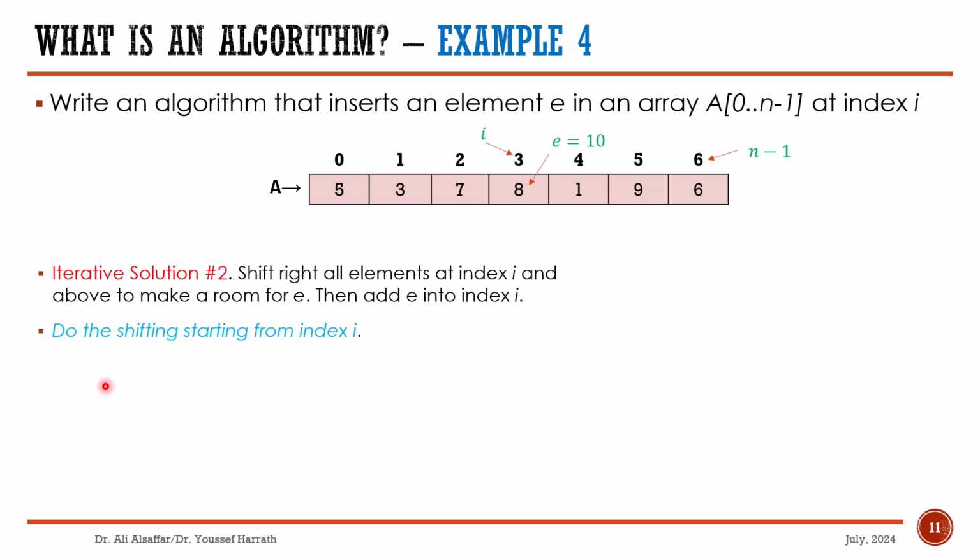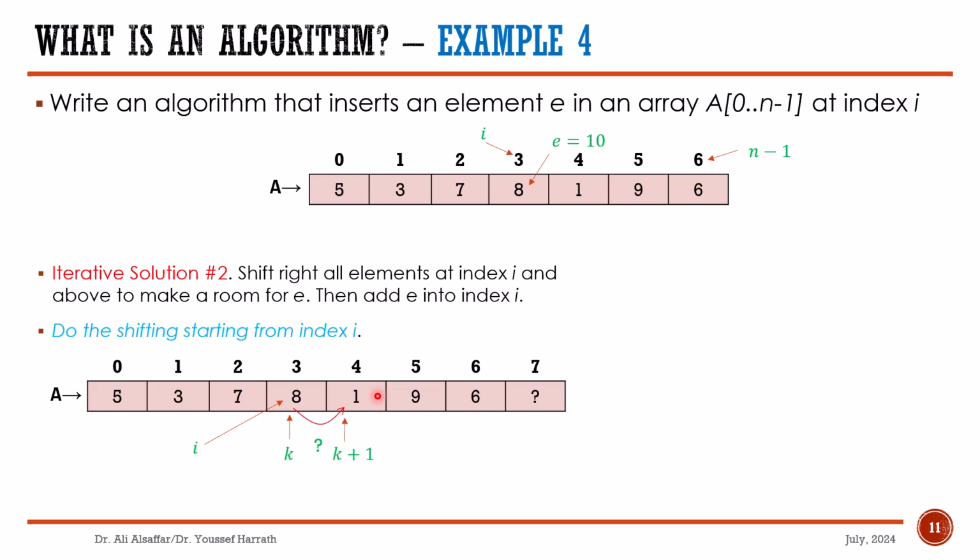The second solution of this problem is similar to the first solution. It is iterative: it shifts right all elements at index I and above to make room for the new value e. Then we add the element e into the index I. Except that we do the shifting starting from the index I and forward. Doing the shift starting from the index I and forward will add some complexity to the algorithm.